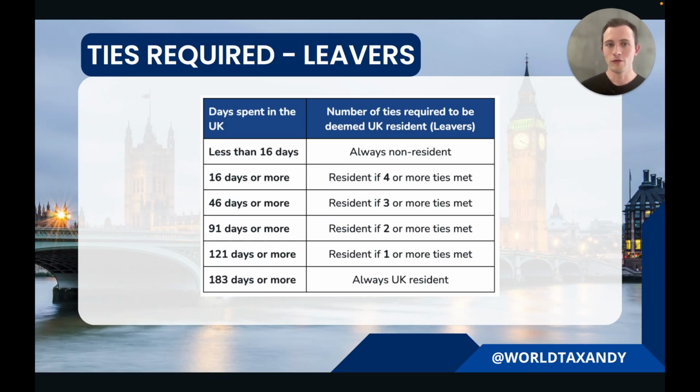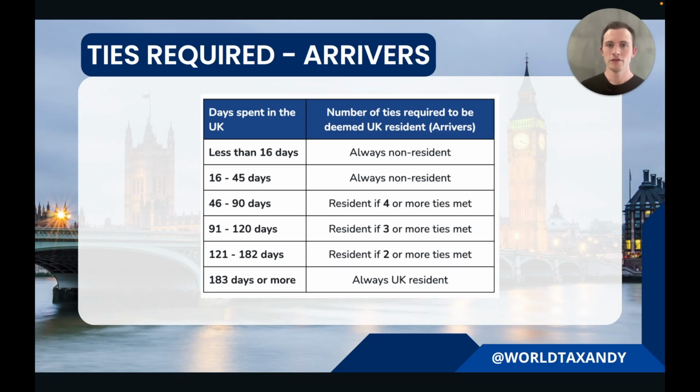But if you meet more ties, you'll need to scale down your days accordingly. So now we'll look at arrivers. As you can see in this table, it's slightly easier for arrivers to avoid UK tax residency. If you spend 45 days or less in the UK, then you're non-resident.